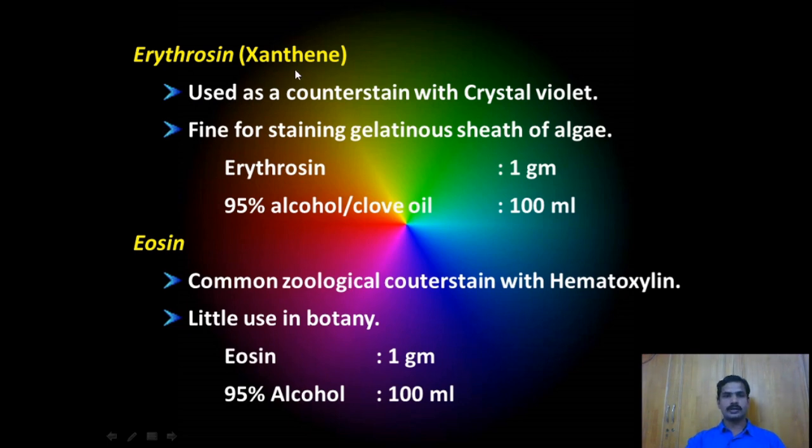Then erythrosin or xanthine. It is used as a counter stain with crystal violet. Fine for staining gelatinous sheath of algae. 1 gram of erythrosin powder is dissolved in 95% alcohol or clove oil, 100 ml.